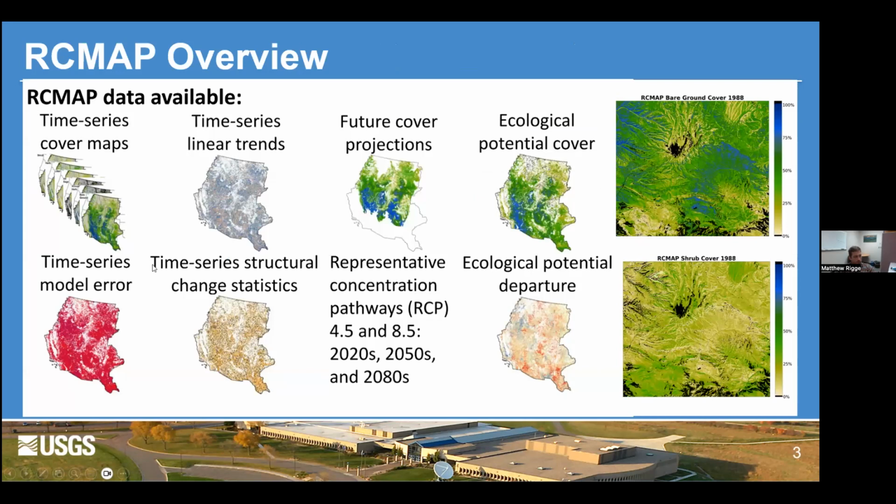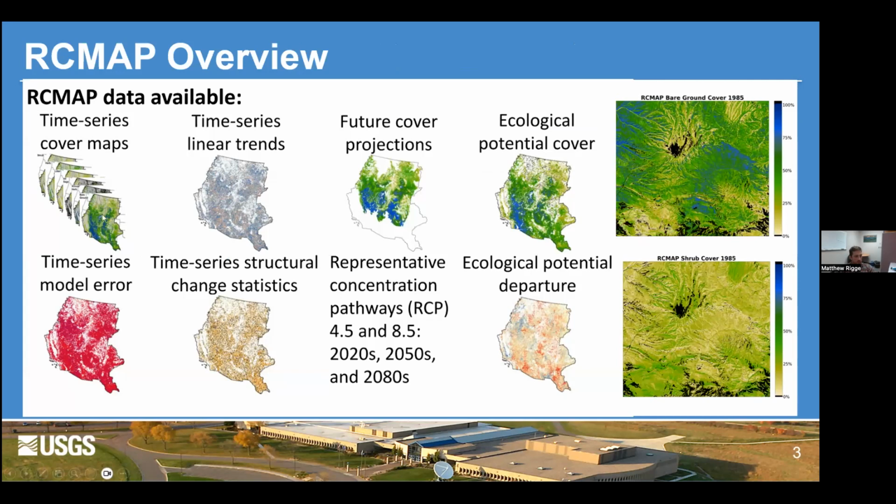So the flagship product that we produce is this time series cover map for those 10 components I mentioned before. These are going to be fractional cover for each of those components. So 0 to 100% cover for all of those components, and a unique map for every year from 85 through 2023 in our newest iteration.